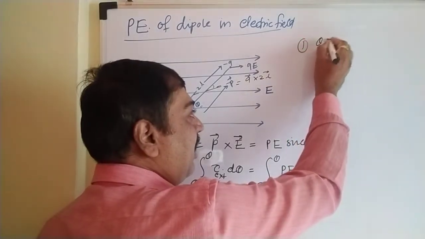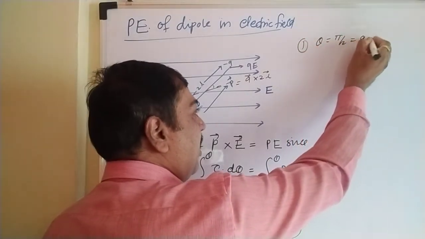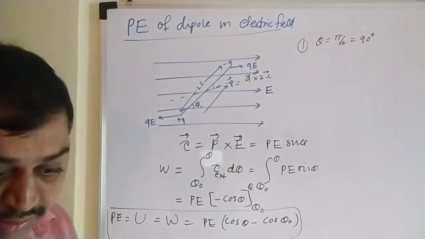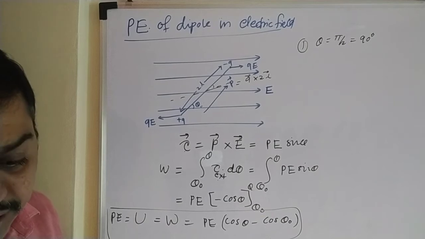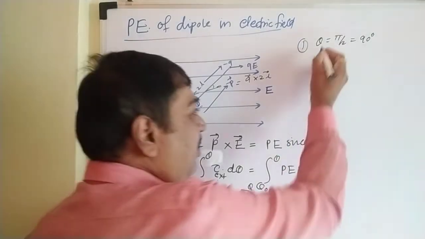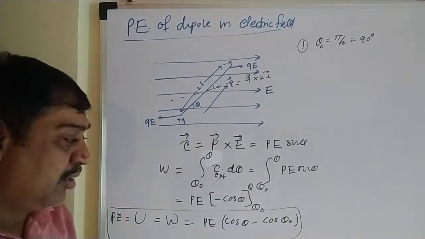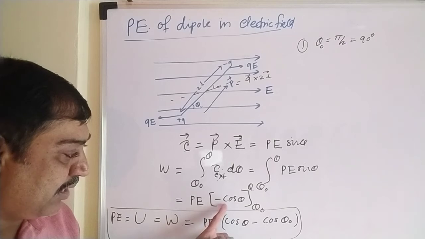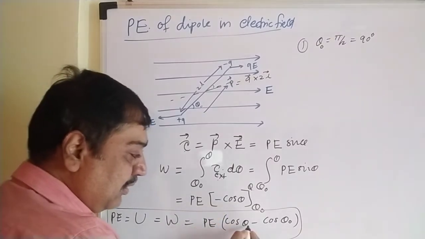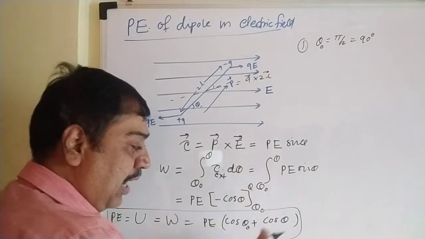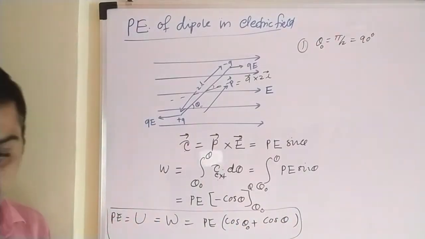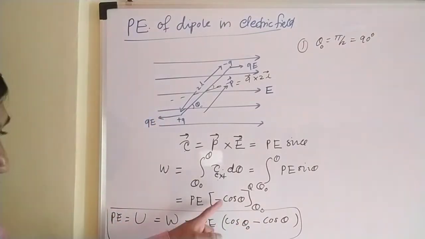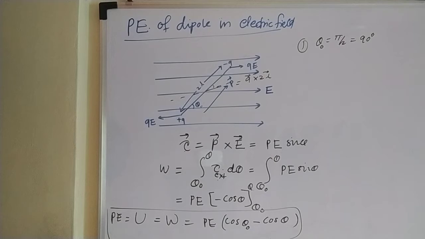The first, when theta equal to pi by 2, that is nothing but 90 degrees. When theta is 90 degrees, what should be the equation that we have to see? Theta 0 equal to 90 degrees. So here if you put theta 0 equal to 90 degrees, as you remember there is a minus sign here. So if you put this minus, this should be theta 0, this should be theta. Swap the positions. Cos theta 0 minus theta, it is not plus, it is minus cos theta. Because of this minus sign, they get reversed. Cos theta 0 minus cos theta.